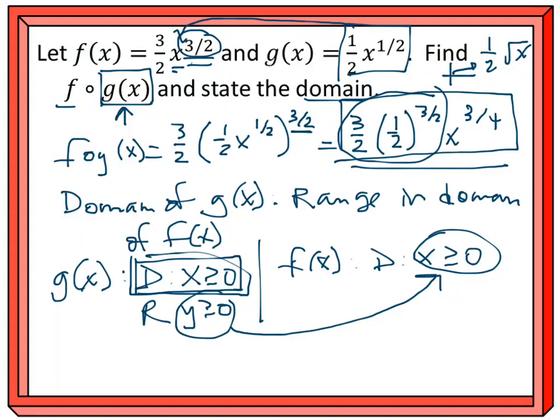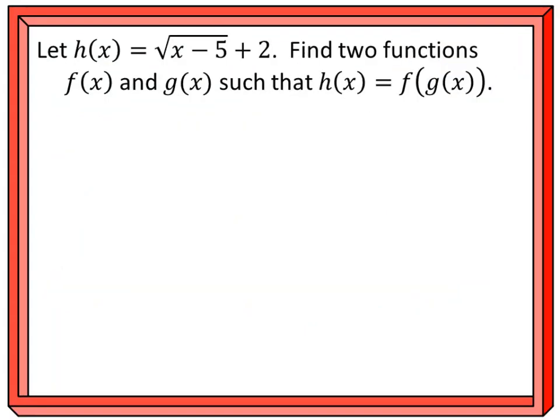Okay, so now let's look at another question. This one is a decomposition. So I have h of x equaling the square root of x minus 5 plus 2, and I want to find two functions so that whenever I do the composition, I put g of x inside of f of x, I get h of x. Okay, so look inside of the square root. Inside the square root, I have a little linear function. Let's let that equal g of x.